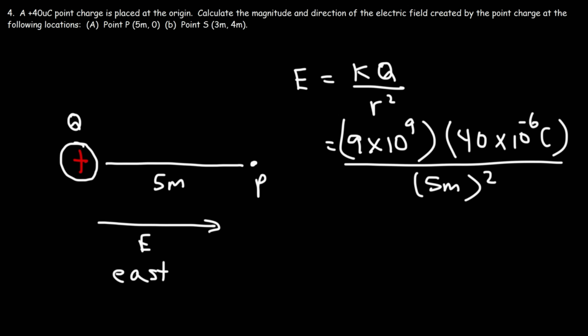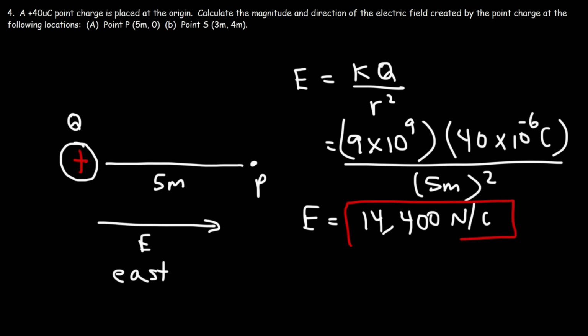So it's going to be 9 times 10 to the 9 times 40 times 10 to the minus 6 over 5 squared. And so the electric field is going to be 14,400 newtons per coulomb. So that's the magnitude of the electric field at point P, and this is the direction.